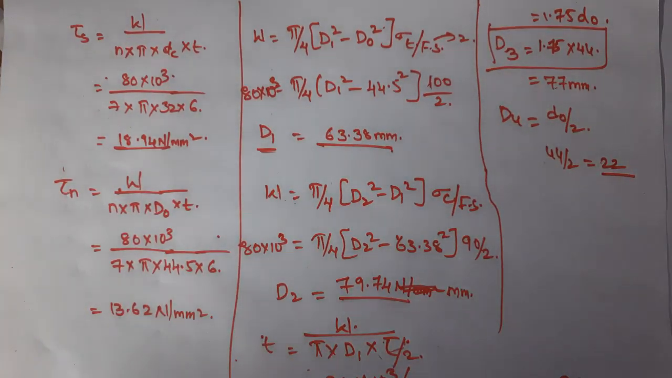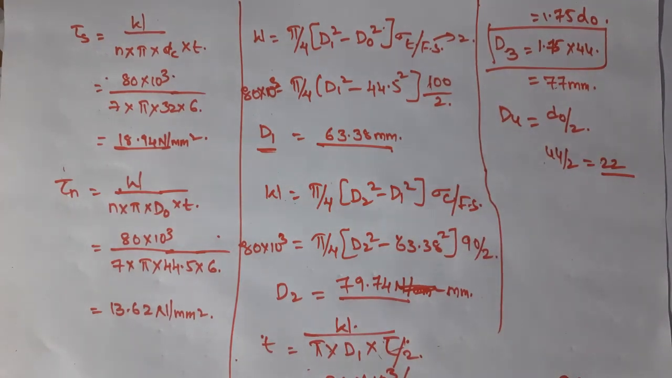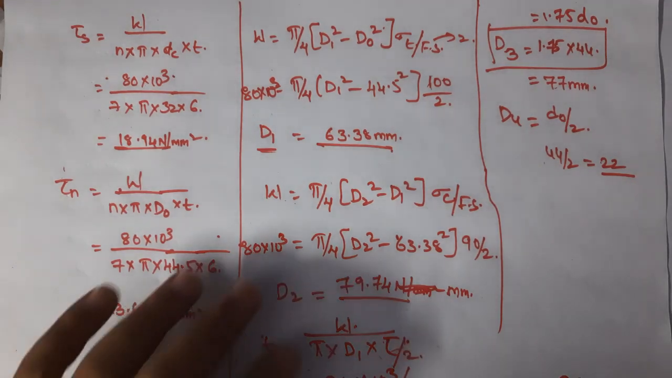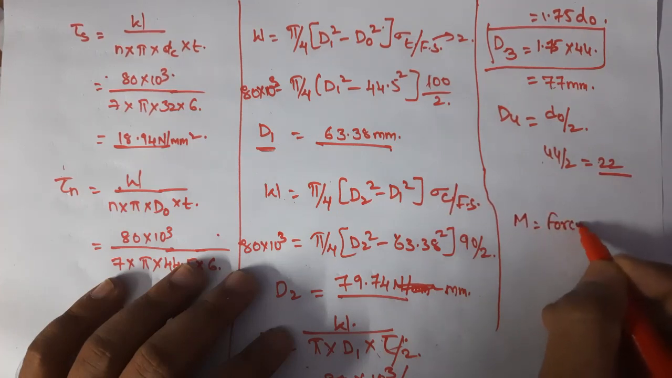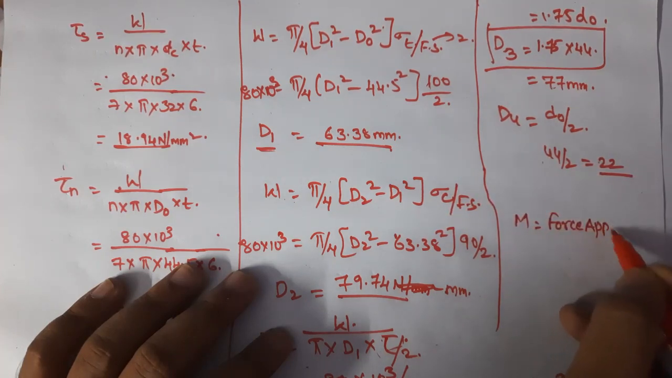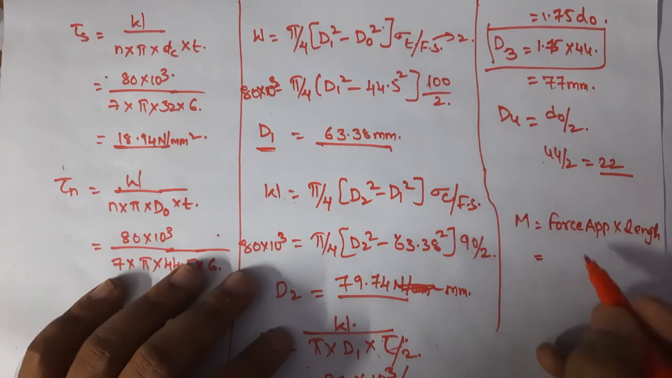Next we need to calculate the length of the handle, to overcome the friction. The length of the handle can be found out: M is equal to force applied into length of the lever. Okay, so that can be calculated.